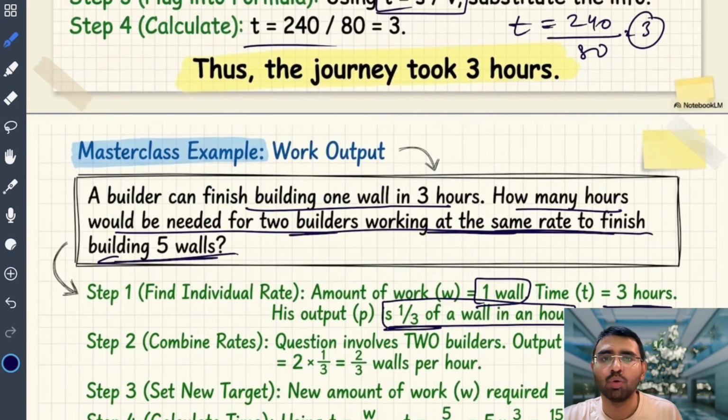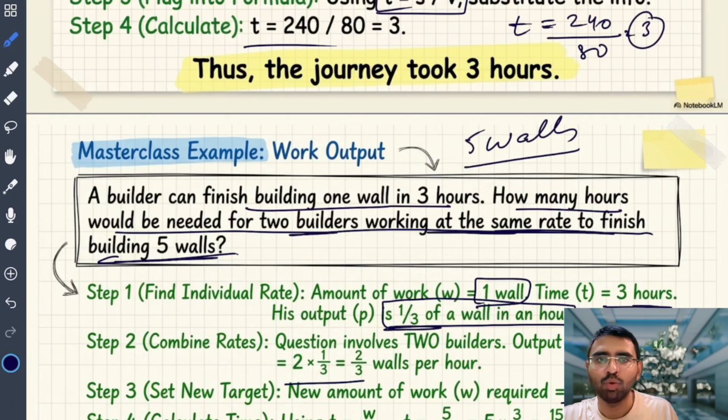Second, the question involves two builders. So the output of the two together will be 2 into 1/3. So two builders will do an output of 2/3 walls per hour. So in 1 hour they will build 2/3 walls. Now we have to set the new target, the new amount of work required. We have to build 5 walls.